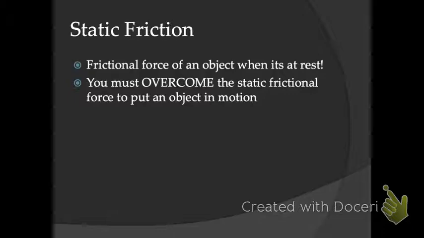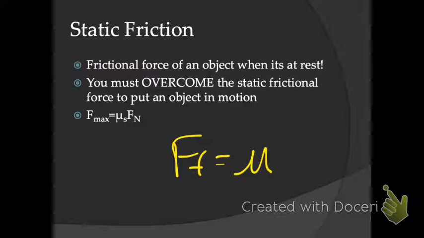Your book lists another equation for static friction, but I don't like it. I put it on the slides, but I'm not going to have you write it down, because the frictional force is always coefficient times the normal. The equation it gives says the maximum friction is the static coefficient times the normal force. That doesn't change the way we solve it, and I don't want it to confuse you. We'll always use frictional force equals coefficient times the normal. It means the exact same thing.